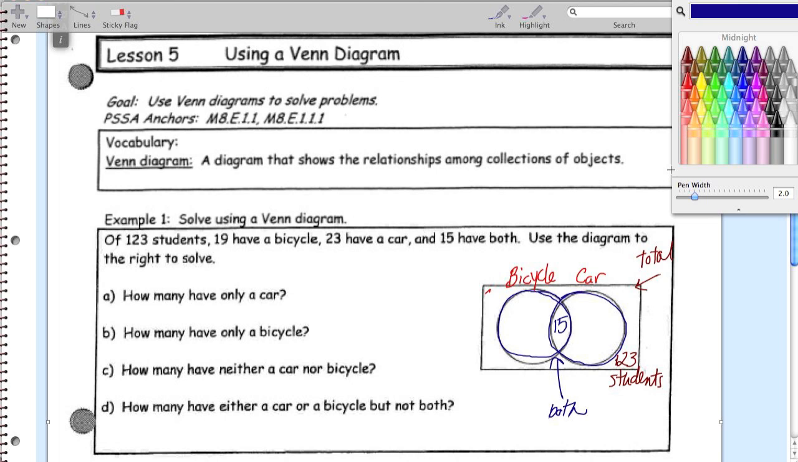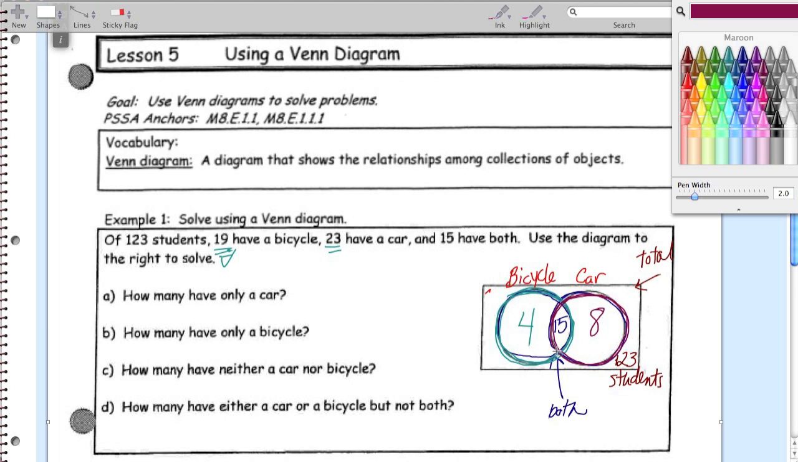Now we have to fill in how many people have a bicycle only. Well, they told us at the beginning that 19 have a bicycle. Just focusing on this bicycle circle, that means this circle should total, when we add all the numbers up, 19. Well, 15 is already taken into account in that overlap area, so the only amount left is going to be 4. 4 plus 15, that whole circle totals 19. We're good. On the second circle, 23 have a car. Well, that means this circle should total 23. We have 15 already accounted for in the both section. 15 plus 8 will give us 23. So there's 8 people in this portion here that have only a car.